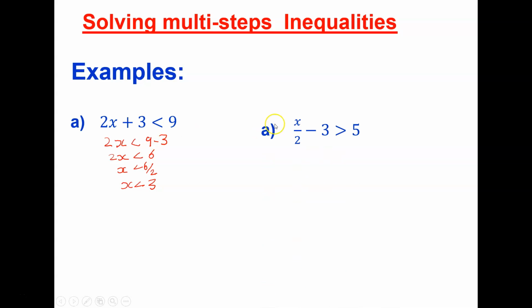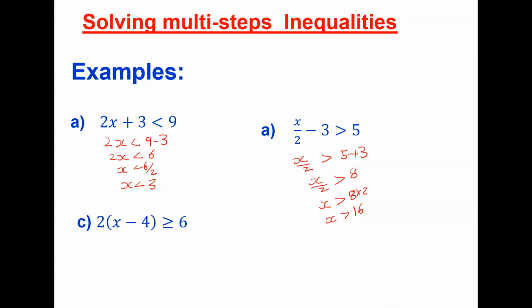I'm thinking of a number which is x. I divide by 2. I take away 3. My answer is more than 5. Take away 3, so I'm going to add 3 to the other side. So we do x divided by 2 is more than 5 plus 3. Then we get x divided by 2 is more than 8. Divided by 2, so we need to times it. x is more than 8 times 2. x is more than 16.